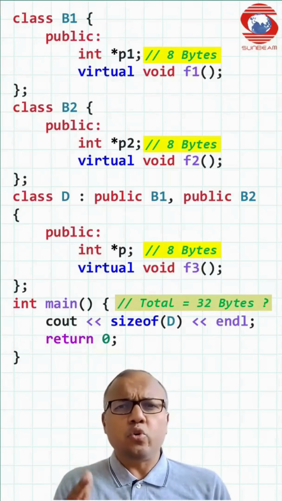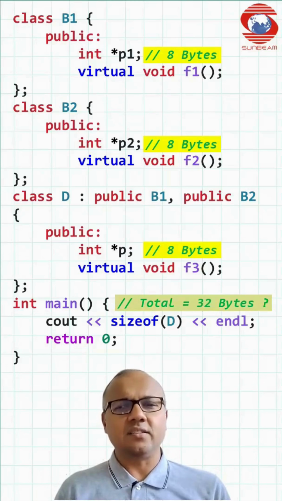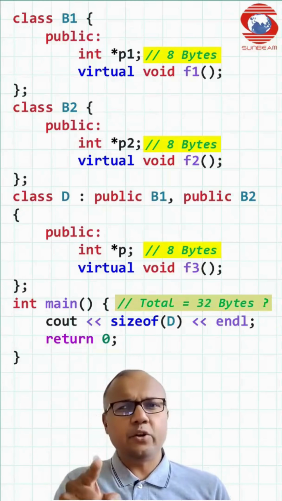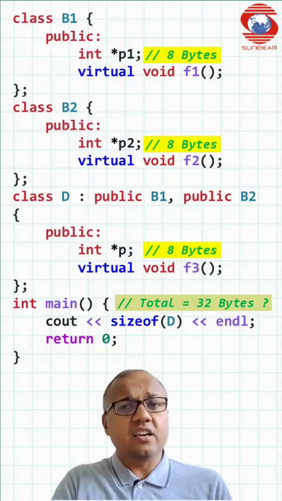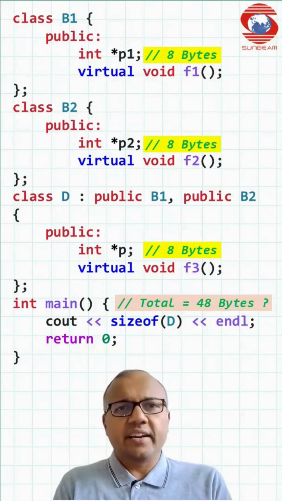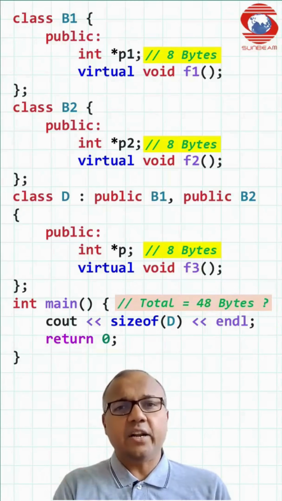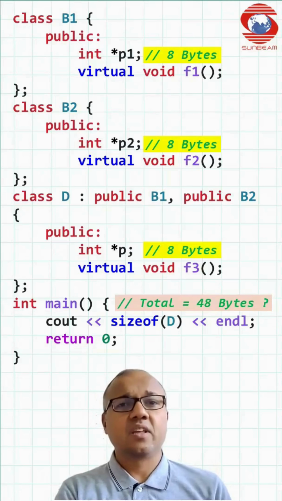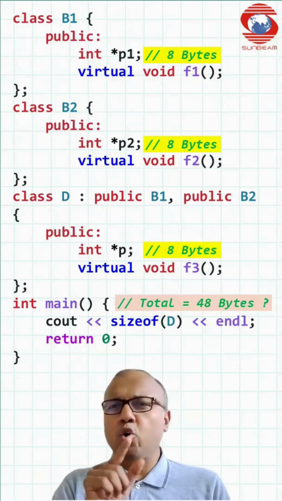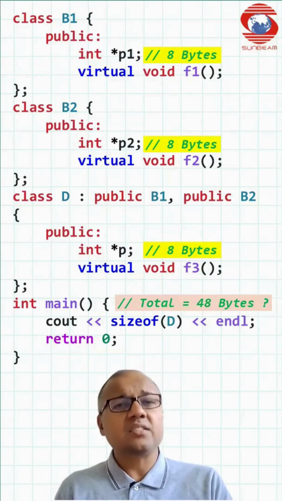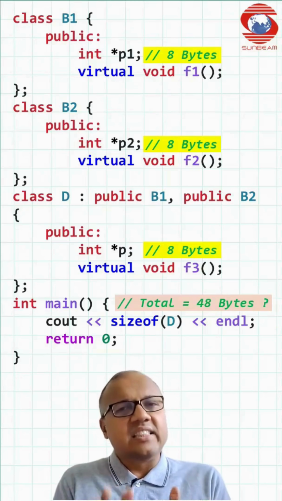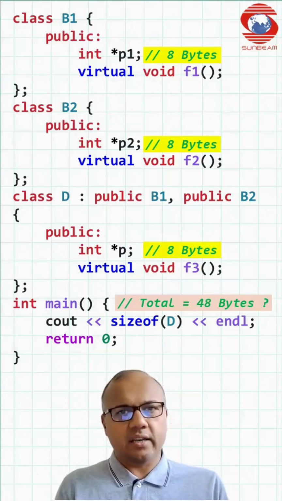Now, if you know a little more about multiple inheritance, you may think differently. B1 has a virtual function, B2 has a virtual function, and D also has a virtual function. So maybe each class contributes its own VPTR. That means 3 additional pointers. 3 VPTRs means 24 extra bytes. Now the calculation becomes original data members 24 bytes plus VPTRs 24 bytes. Total 48 bytes. But this answer is wrong again.